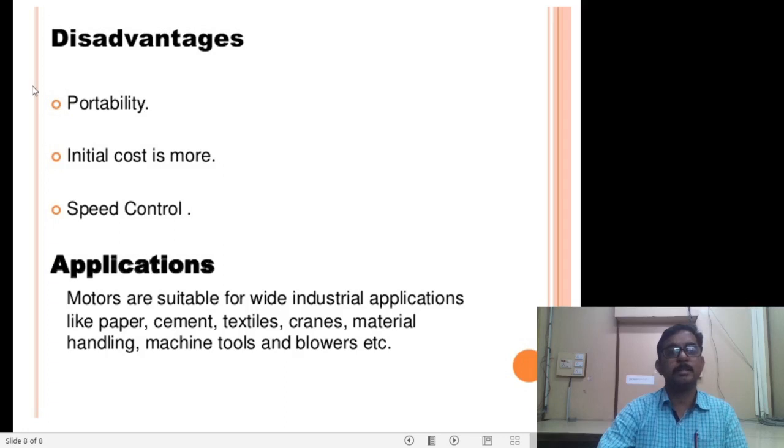Some disadvantages are portability. Initial cost is somewhat more as compared to the general induction motor, and sometimes speed control, as per the loading condition, may get affected. Applications are: these motors are suitable for wide applications like paper, cement, textile mills, cranes, material handling, machine tools, and blowers, etc. So in this way, today we discussed energy efficient motors.